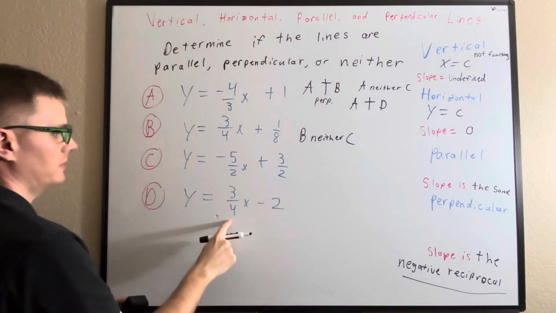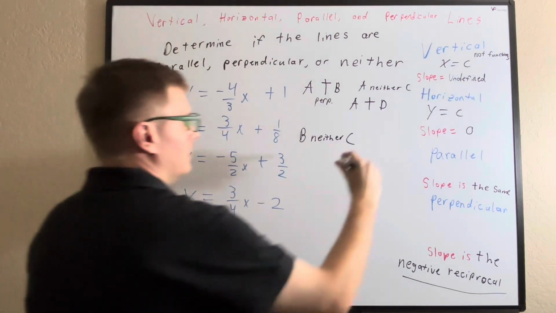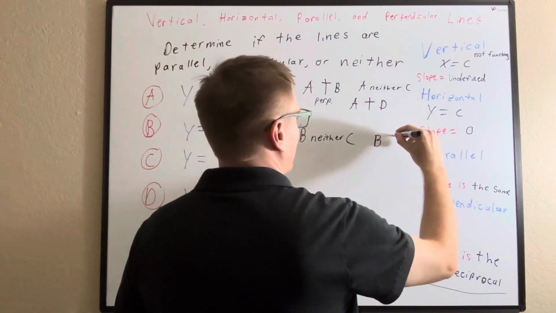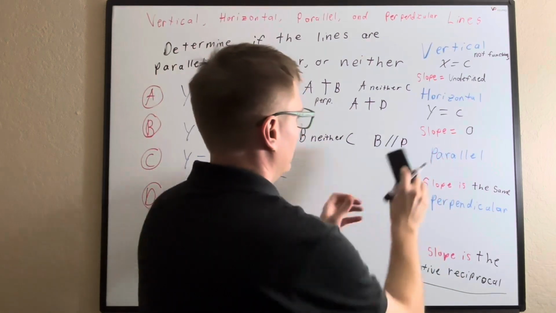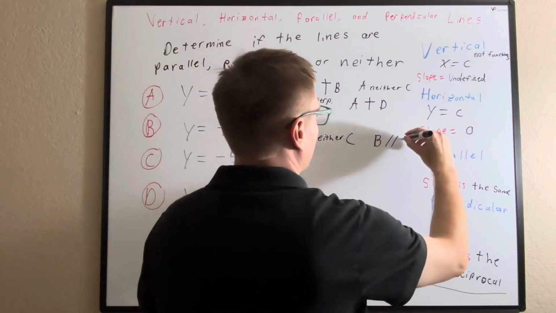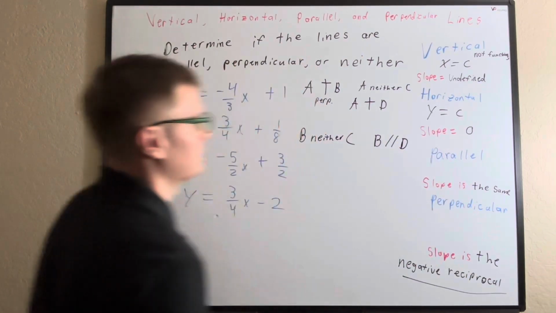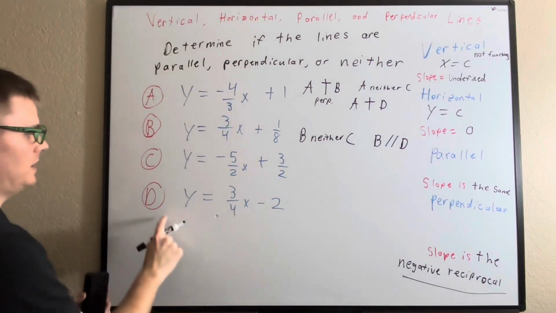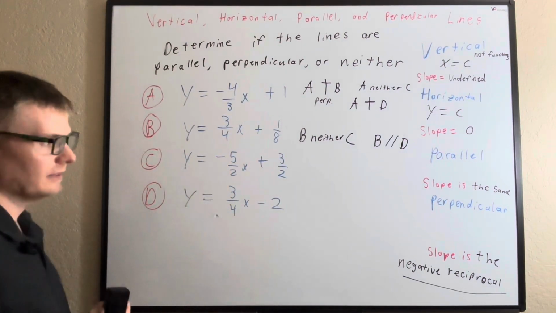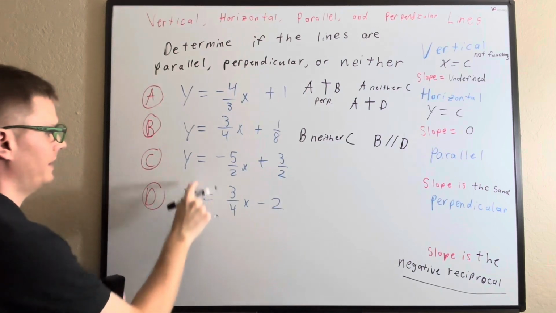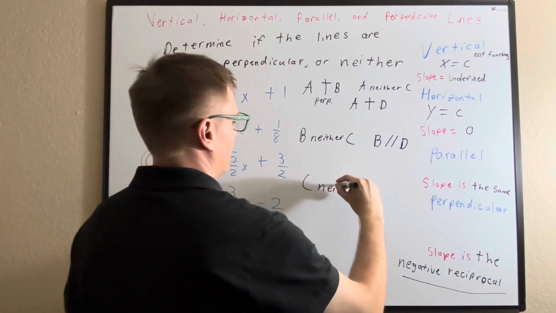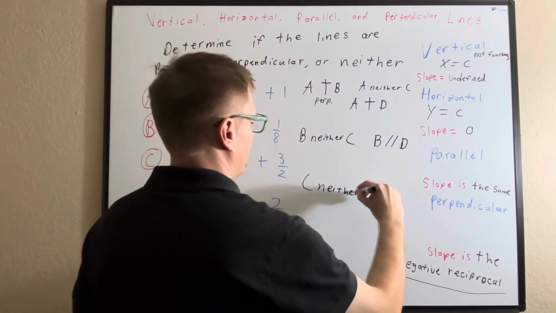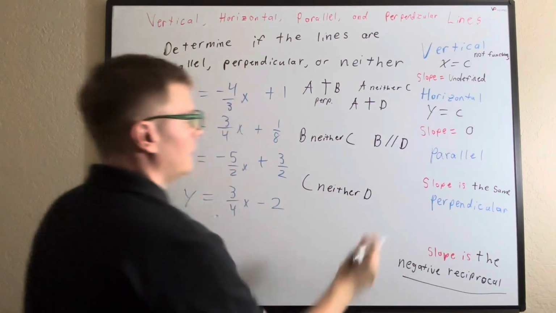3/4 x, 3/4. Oh, B is parallel to D. That was an awful looking D. Wow. Okay, there we go. B is parallel to D because they have the same exact slope, right? Okay, what about C to D? C is neither parallel nor perpendicular to D. Okay, those are your answers.